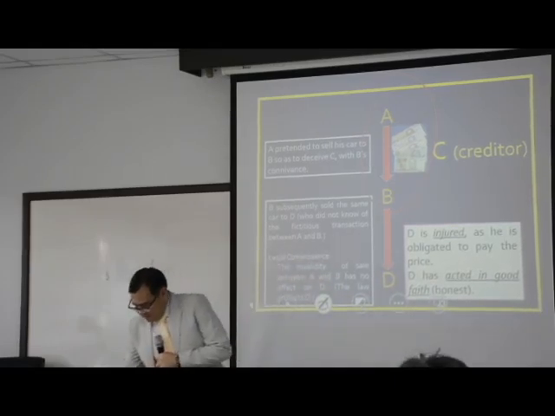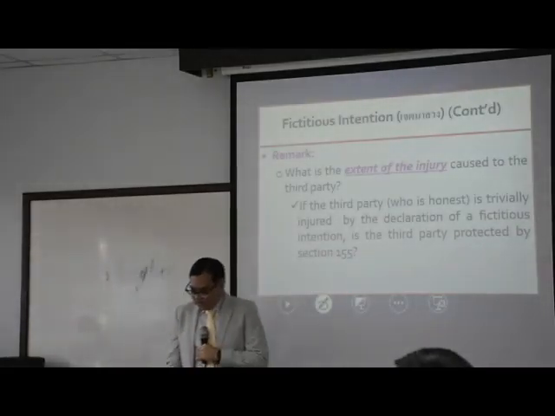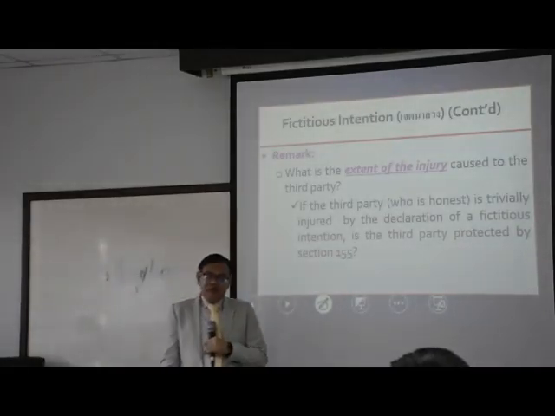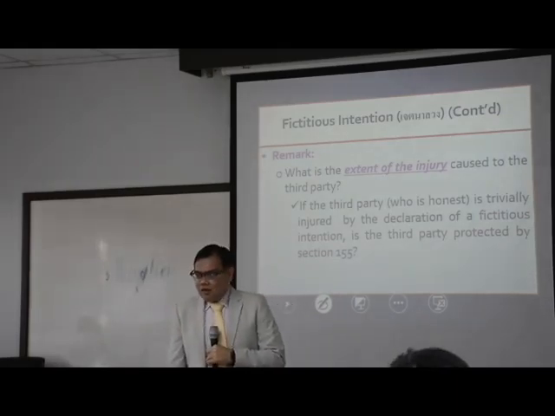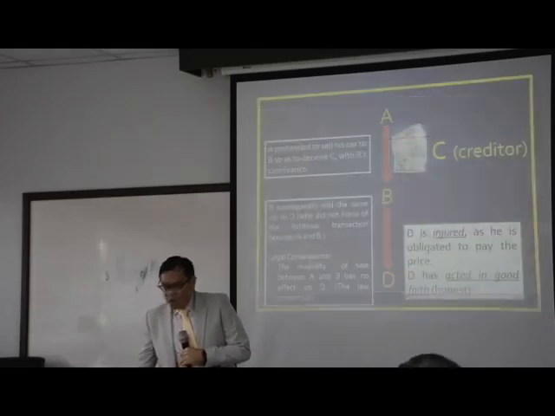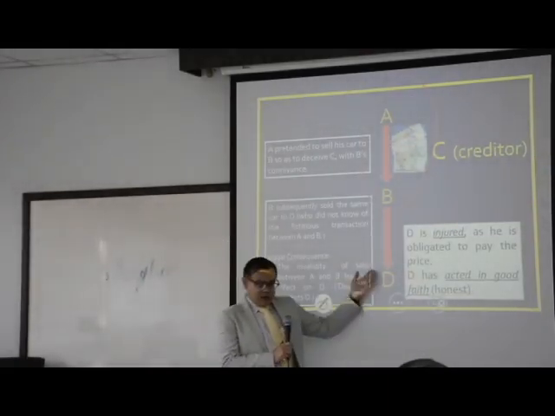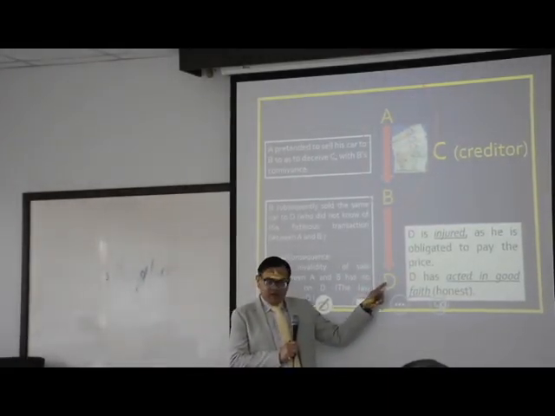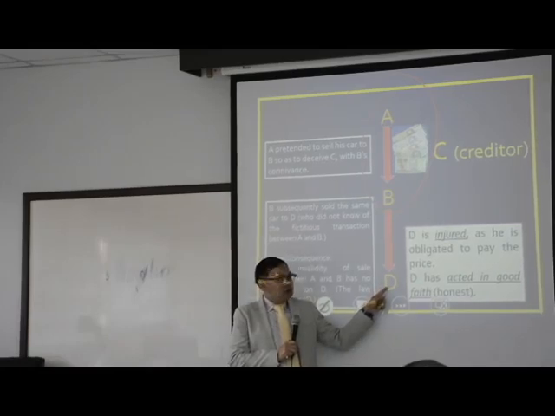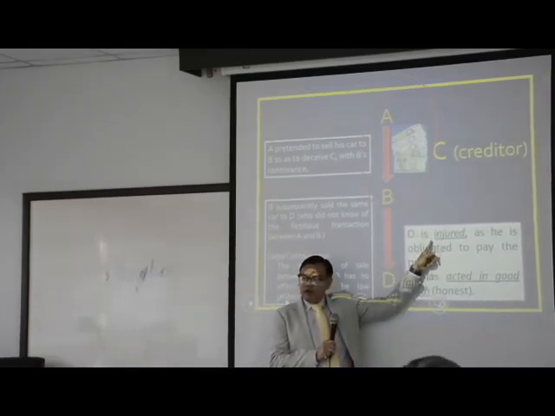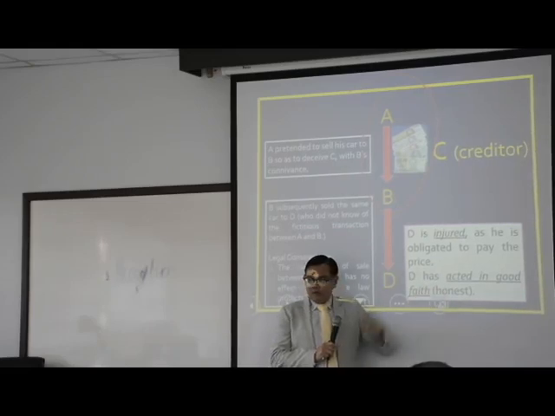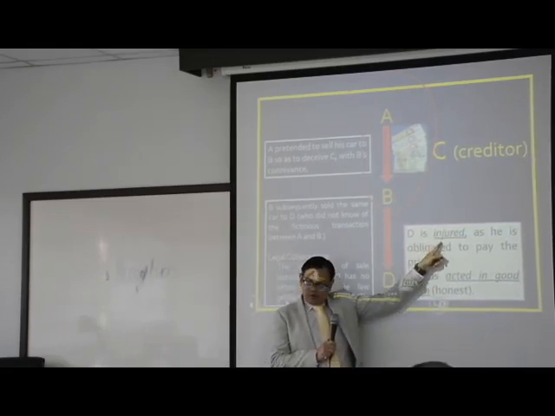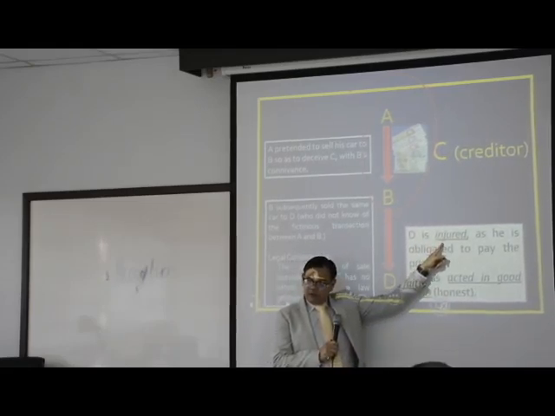Right. Well, we just have to note one thing. Remember, in order for D in this diagram to be protected by law, D must have been what? First, injured. Secondly, D must have acted in good faith.